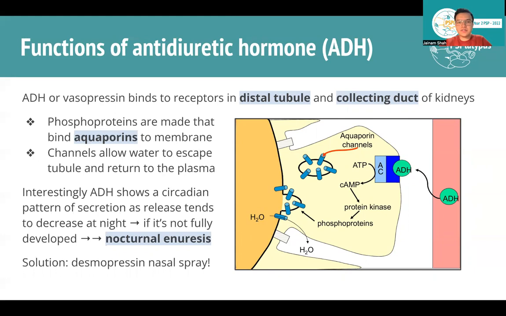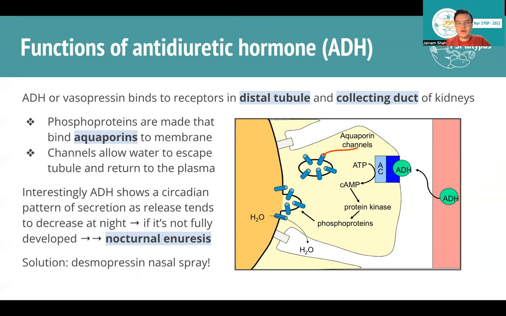All it does is it binds to receptors within the distal tubules and collecting ducts of the kidneys, specifically within the nephron. And the way it does this at a smaller scale is that phosphoproteins are made that bind aquaporins, so things that allow water through, into the membrane. These channels let water escape the tubules and then return back into the plasma. So it's being diverted away from the urine and back into your blood. So if you imagine cases in which you would actually have hypertonicity, for example, dehydration, this would be very useful because now you get that water back and you bring your tonicity back to normal.